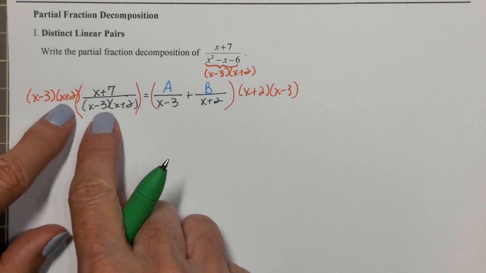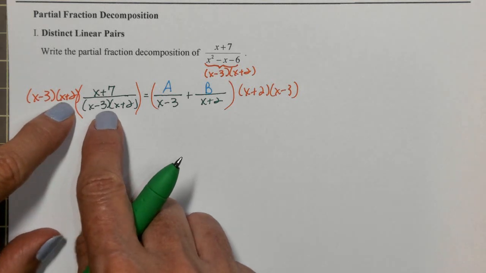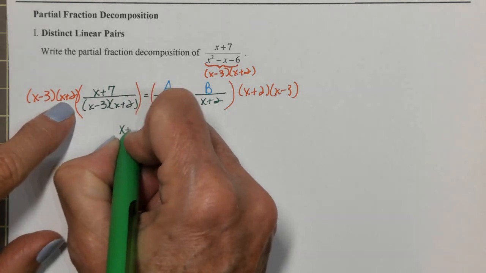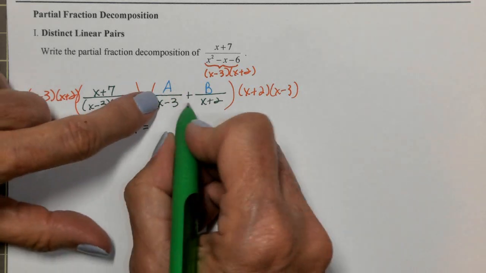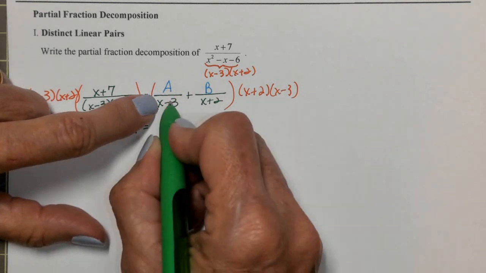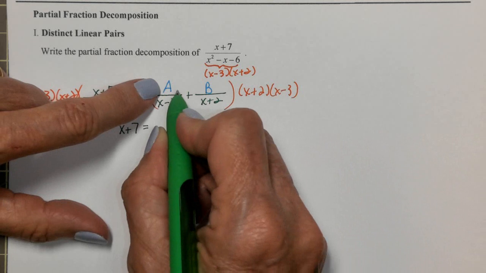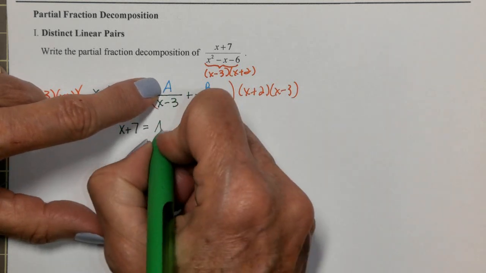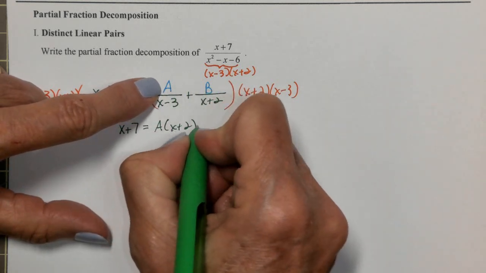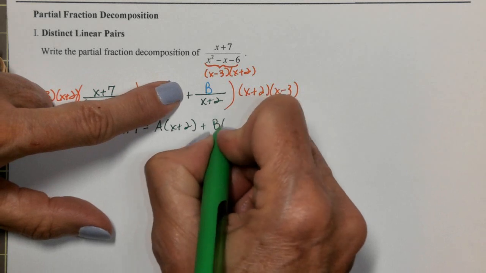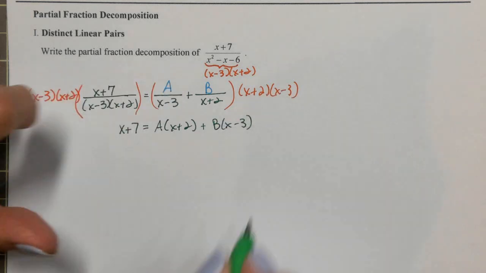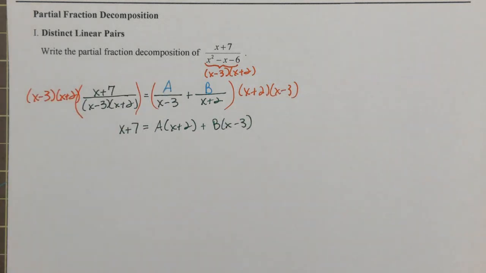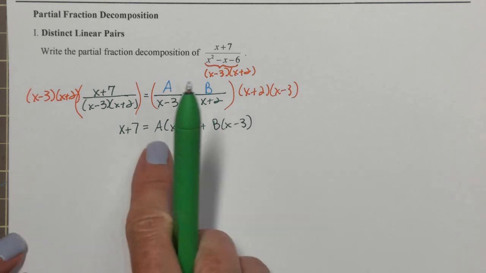Alrighty, so here these denominators reduce out, and we just are left with x plus 7. Over here, when we multiply, the x minus 3's cancel. I'm left with A times x plus 2 plus B times x minus 3. And now we're looking for the values of A and B that make this thing true. For all values of x, we want this to be true.